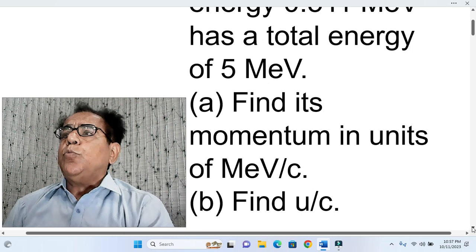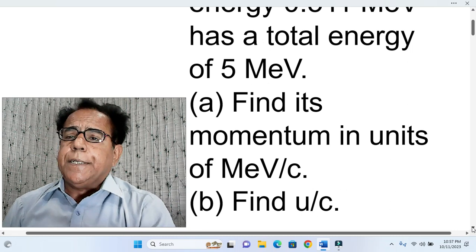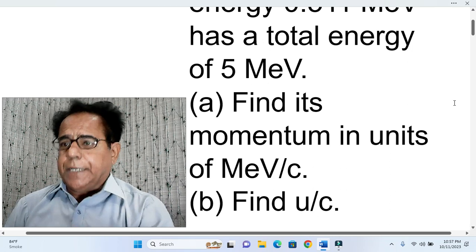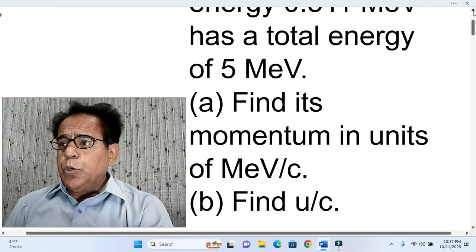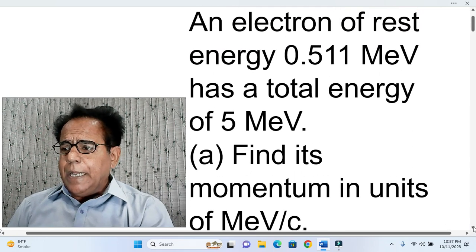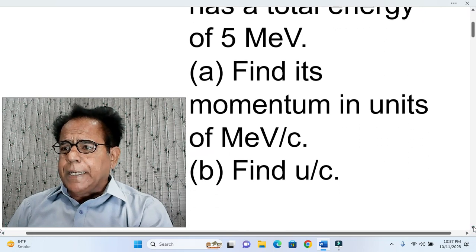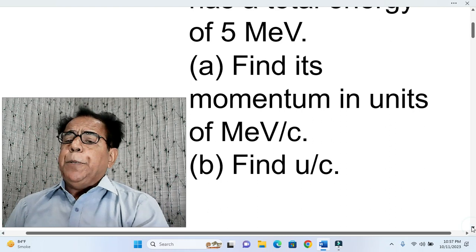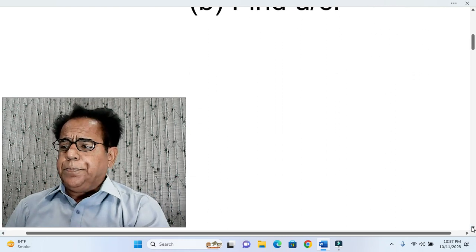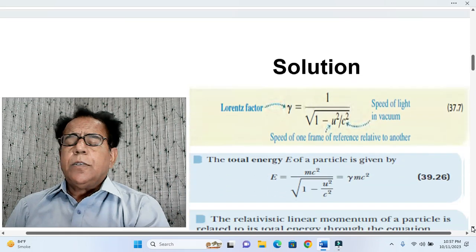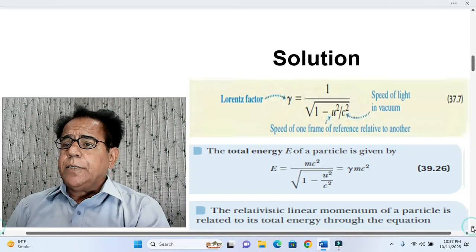We know that u over c is the speed parameter. In relativity it is called the speed parameter. So dear students, what is given? Rest energy is given, total energy is given, and we have to find momentum in MeV over c and the speed parameter u over c. Now we come to its solution.